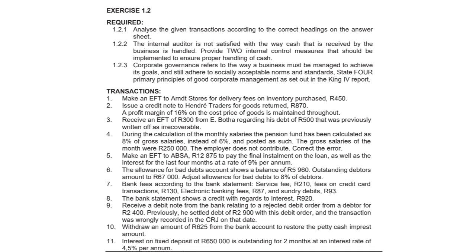Number 6. The allowance for bad debts account shows a balance of 5,960 Rand. Outstanding debtors amount to 67,000 Rand. Adjust allowance for bad debts to 8% of debtors. Number 7. Bank fees according to the bank statement.